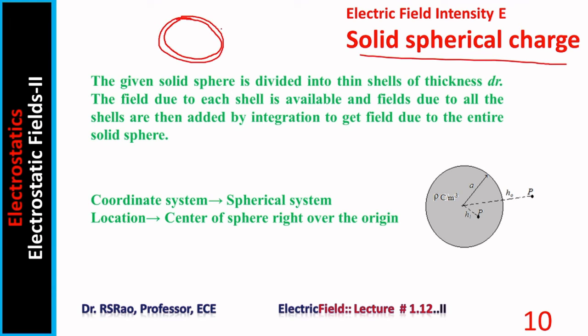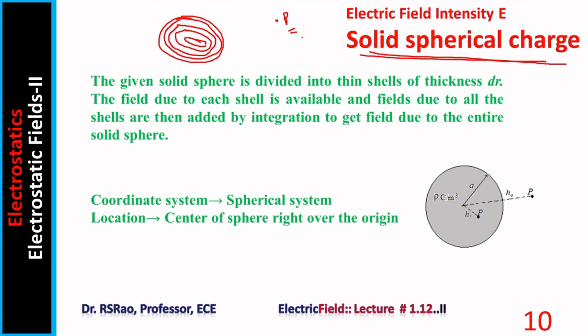Each shell gives rise to a certain amount of field at the field point. That field we have already calculated. It is given by 1 by 4 pi epsilon q by h square. In the previous problem, we calculated it. So first we divide this into several shells, and the field intensity due to each shell we can write down within no time using the expression already derived in the previous problem. But we are interested in the field due to the entire solid charge sphere. So using the superposition principle, we add the fields due to all these shells, resulting in the field due to the solid spherical charge.